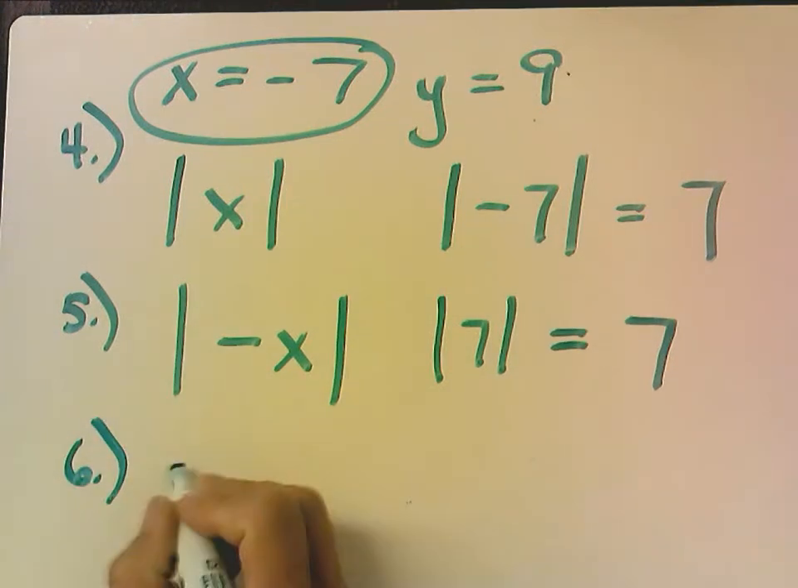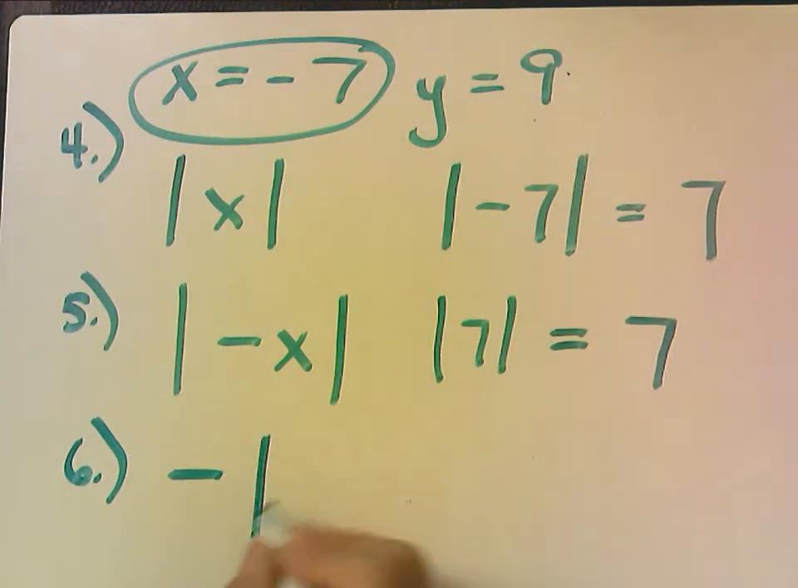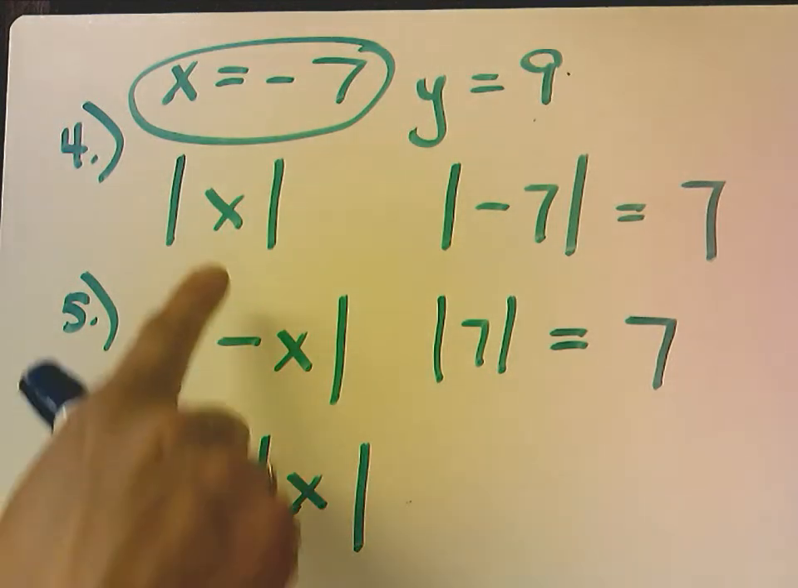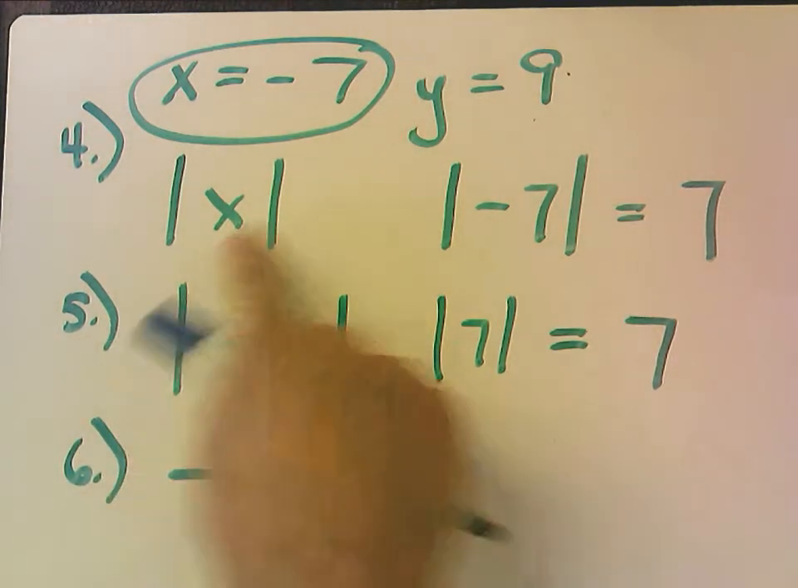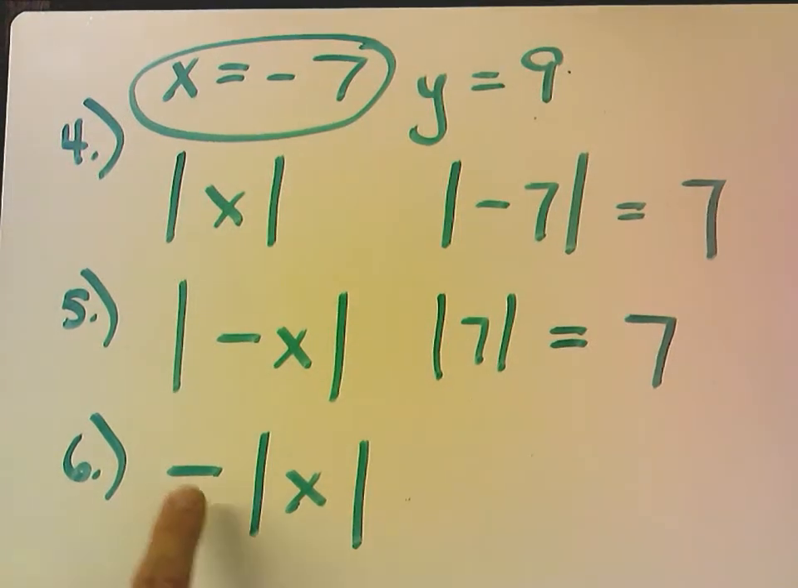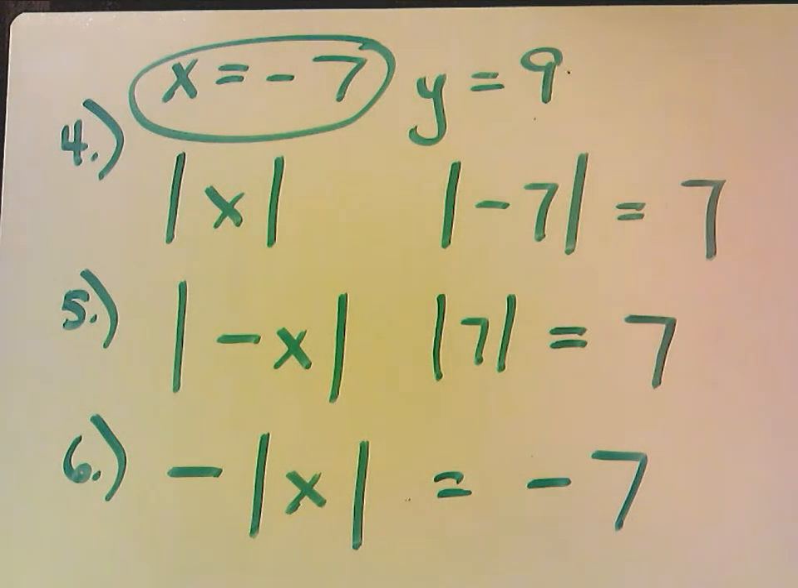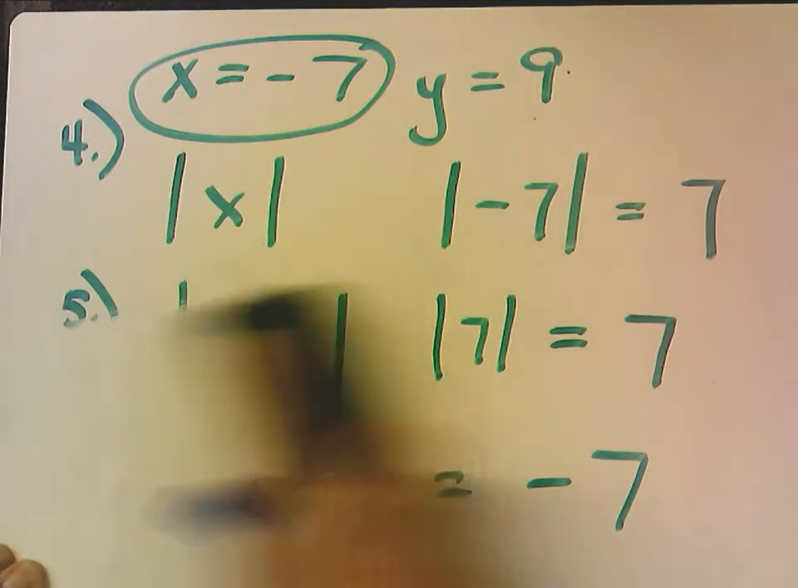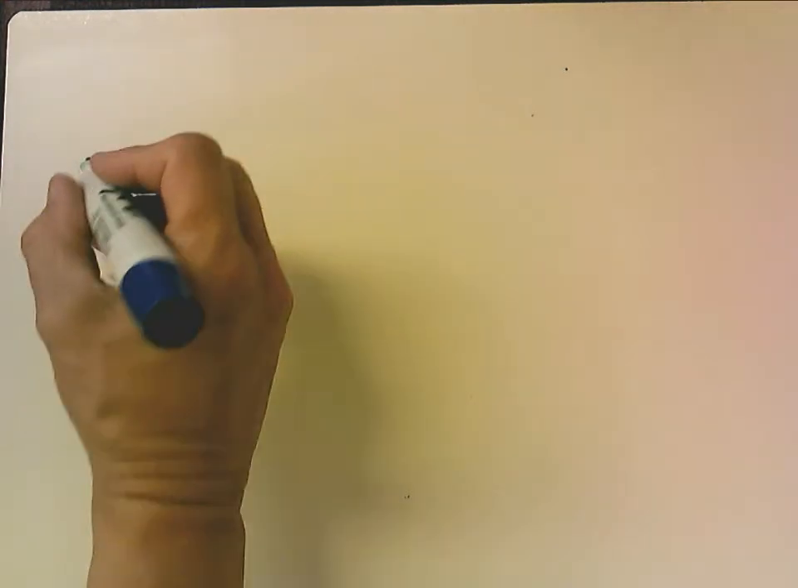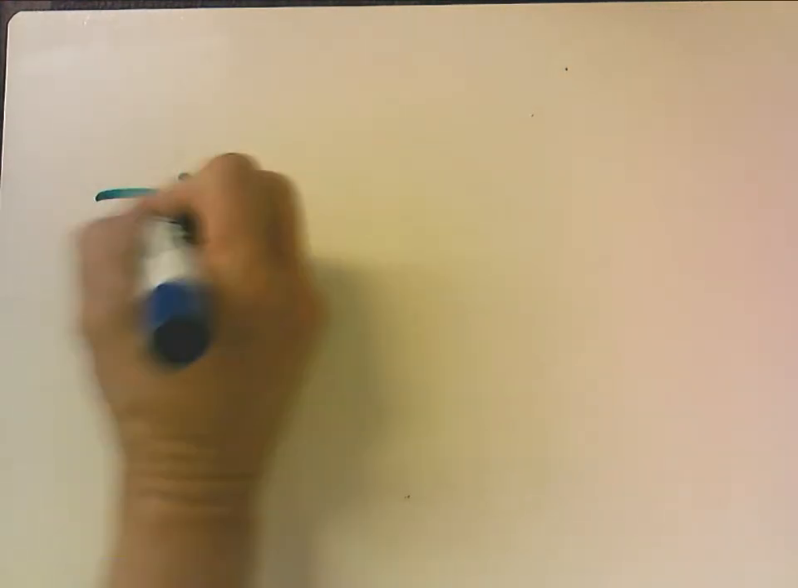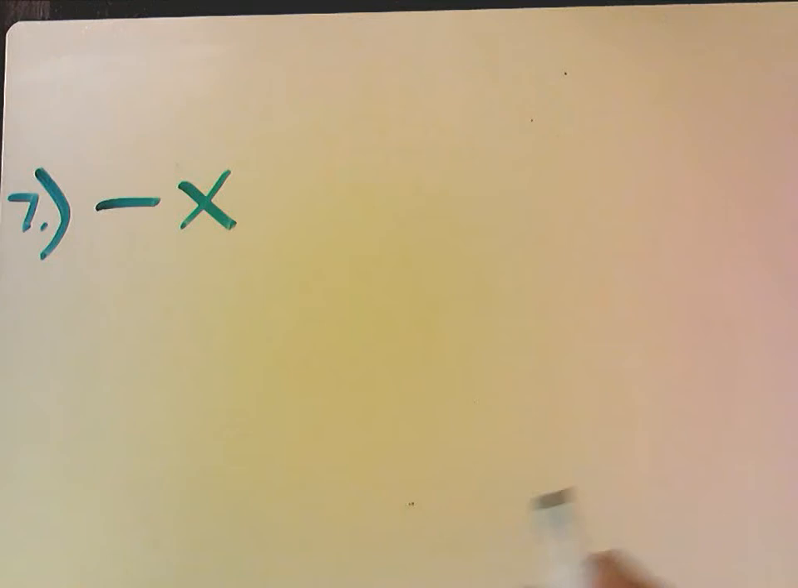Now, number 6 says, what's the opposite of the absolute value of x? So I would just look for the absolute value of x, which was 7. What's the opposite of 7? It's negative 7. Okay, so this exercise is really helping you understand the difference between just absolute value and negative numbers. Now, negative x is number 7.